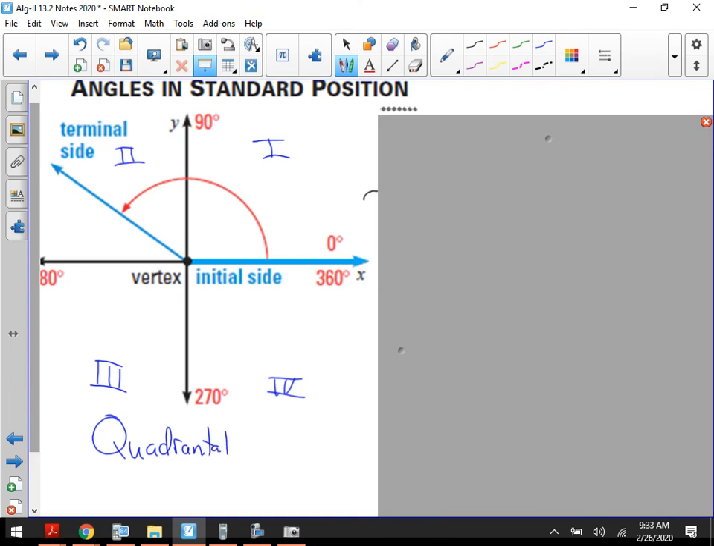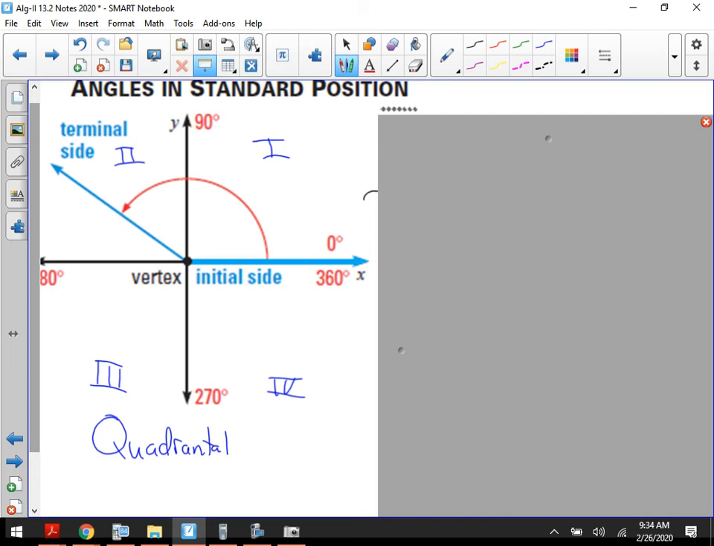If the terminal side of an angle lands on one of the axes, whether it's 90, 180, 270, 360, or some multiple of one of them, it's called a quadrantal. We're not really dealing with quadrantals today, but in a couple days when we actually talk about them, you'll at least know what the word means. It just means they're on an axis. Quadrantals are just if the terminal side of an angle is on an axis.